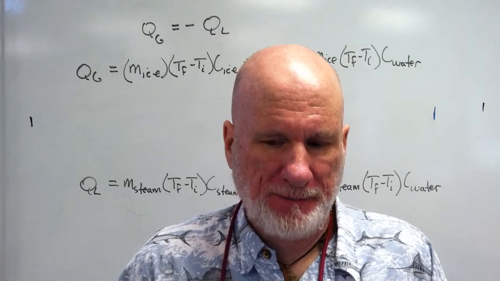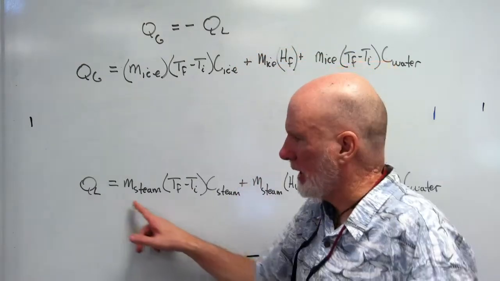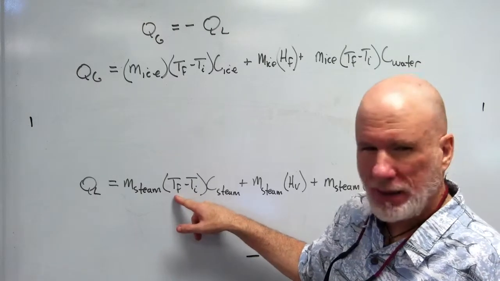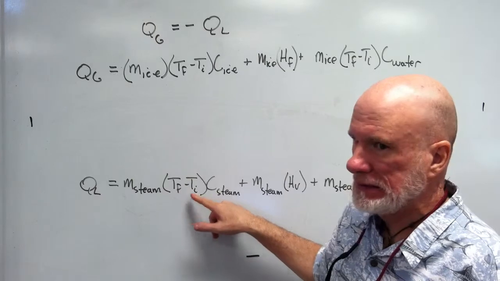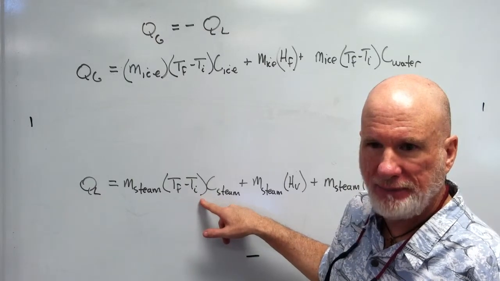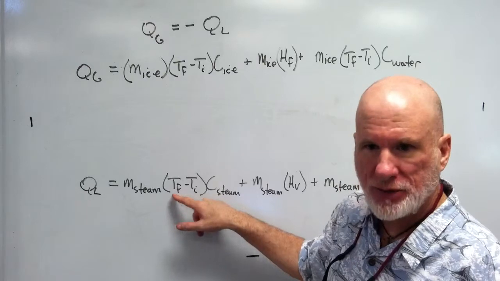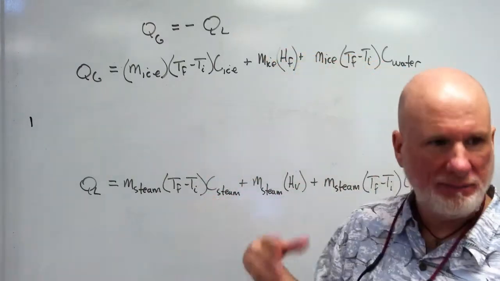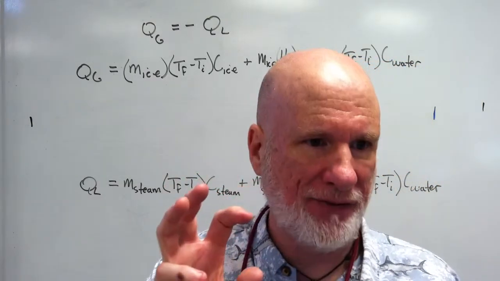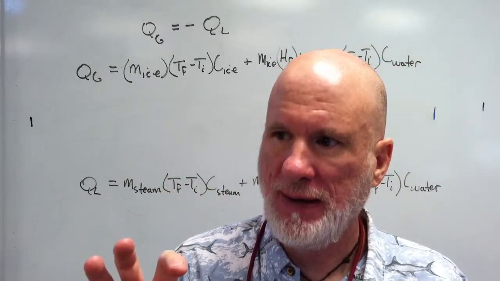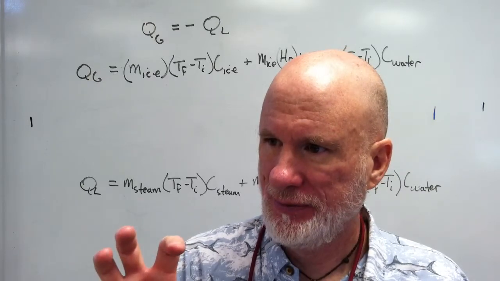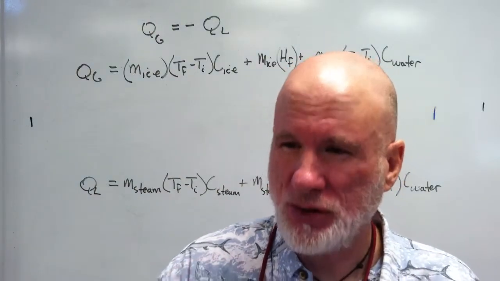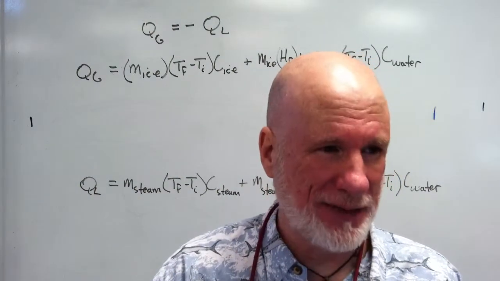Now, the heat lost is the mass of the steam, and it would be 100 minus, what was the initial temperature of the steam? 150, so it would be 100 minus 150 times the specific heat capacity of the steam. So that term is going to be negative because 100 minus 150 will make the entire term negative, which makes sense because the steam is giving up heat. It's exothermic. It's reducing the internal energy, so it's negative. That should make sense.